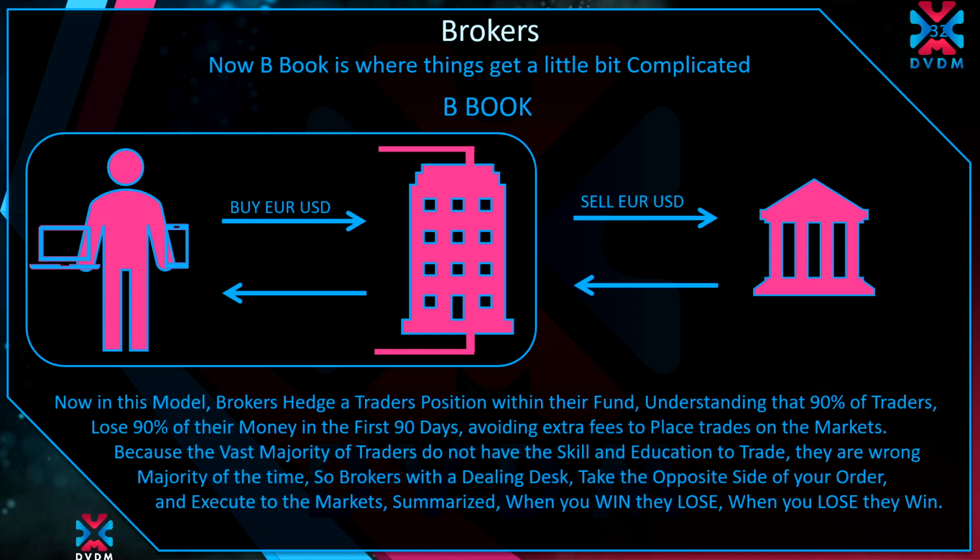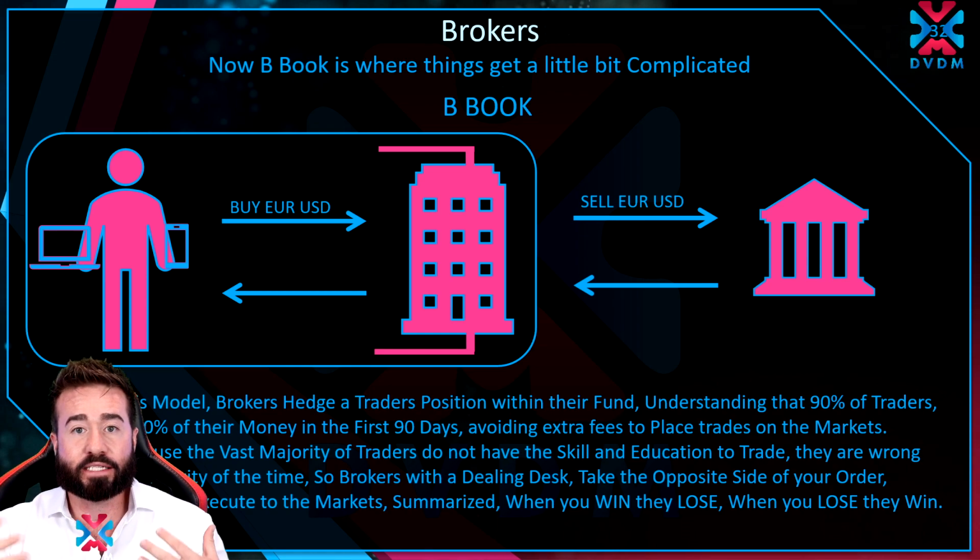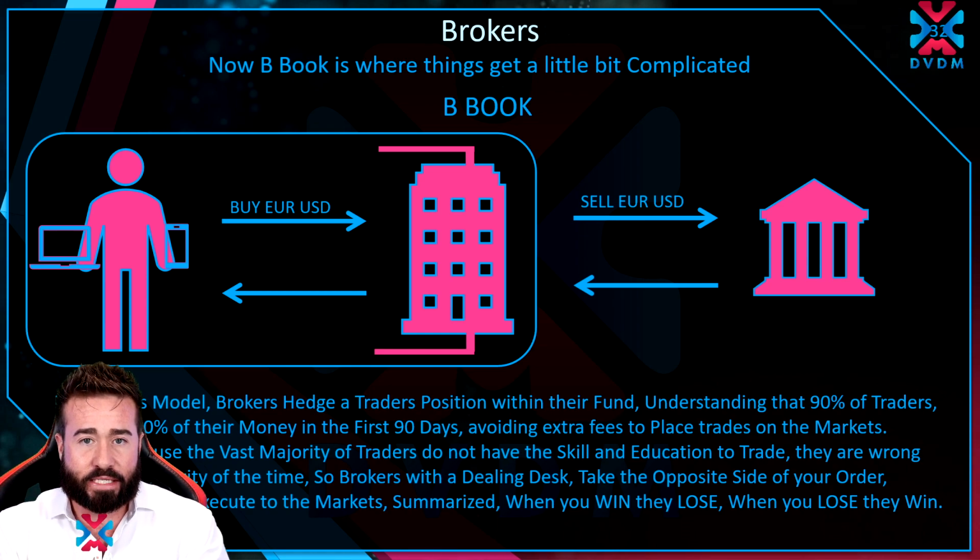Because the vast majority of traders do not have the skill and education to trade, they are wrong the majority of the time. So brokers with a dealing desk take the opposite side of your order and execute to the market. Summarized, when you win, they lose, and when you lose, they win. Okay, now this is a massively controversial thing, and I know by speaking about this, a lot of people are going to get upset. A lot of brokers are probably going to get upset too. Quite honestly, I don't care. This is stuff that people need to know.